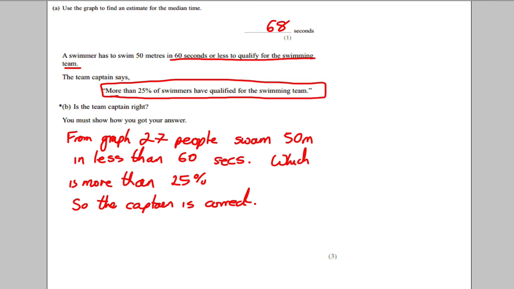Okay, and how do we know it's more than 25%? We could just state in brackets 25% of 80, which is a quarter of 80, so you can half it and half it again, would be equal to 20 people. So obviously 27 is bigger than 20.